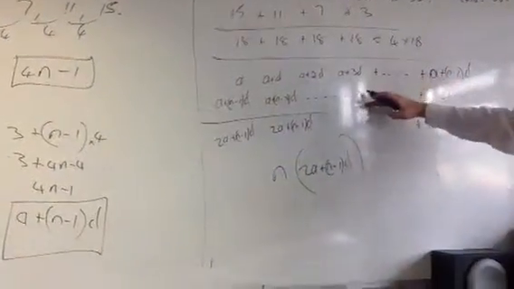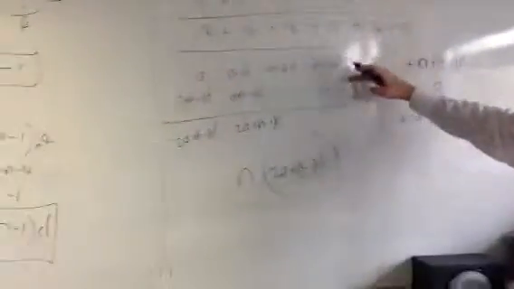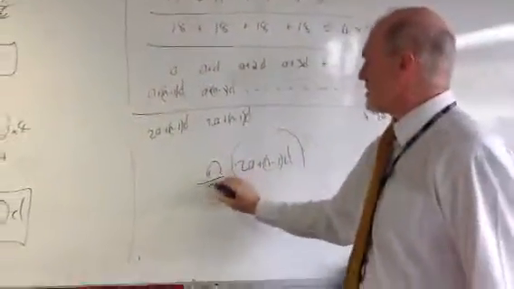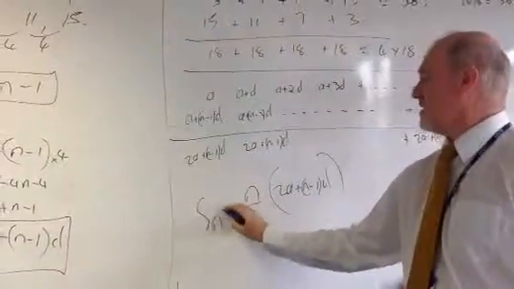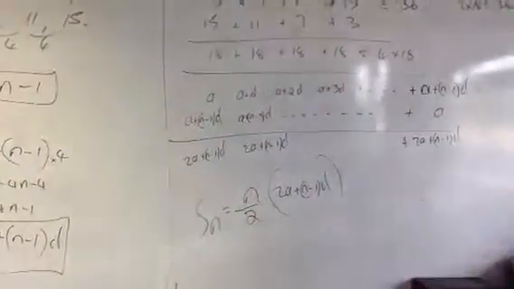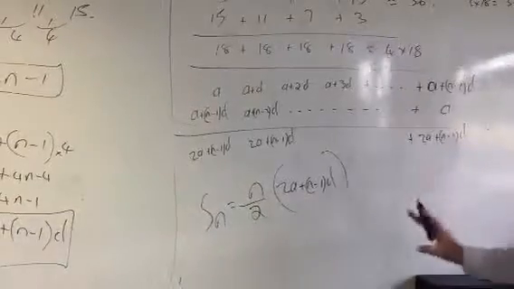But I've added up double the sequence, so I want half the answer. So that's adding up all of the numbers in order. And that's just the formula.